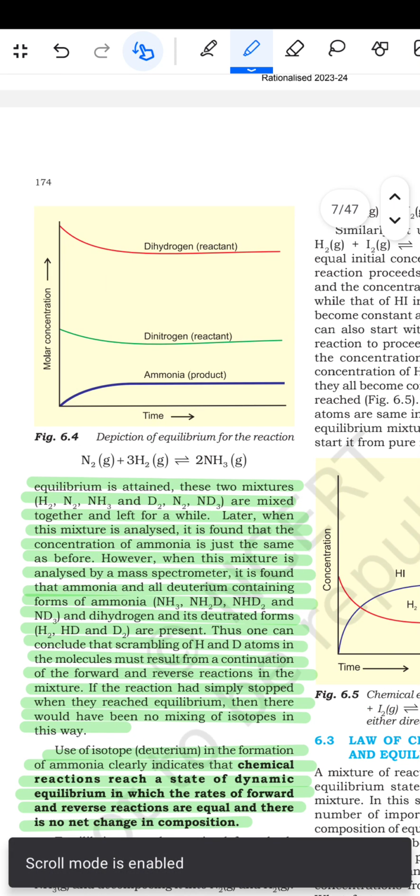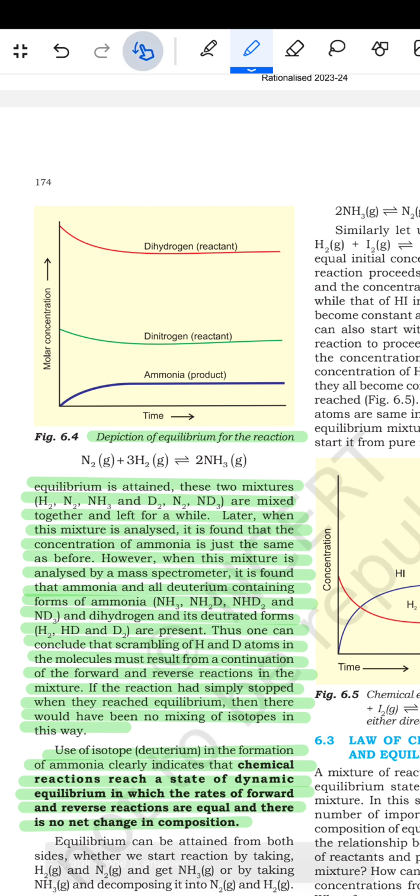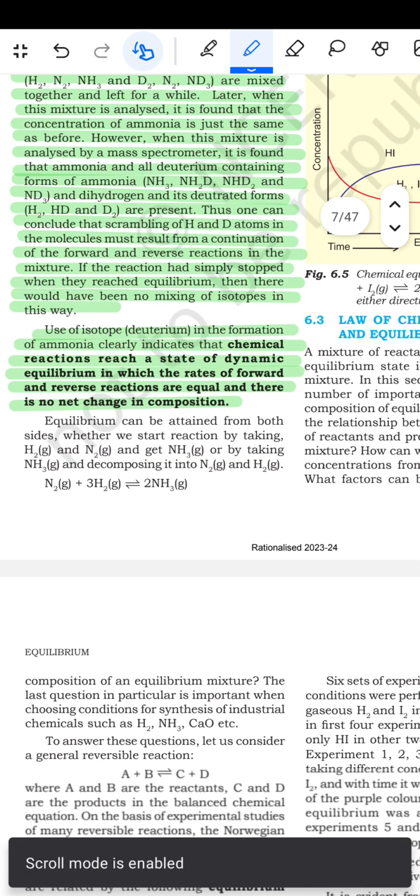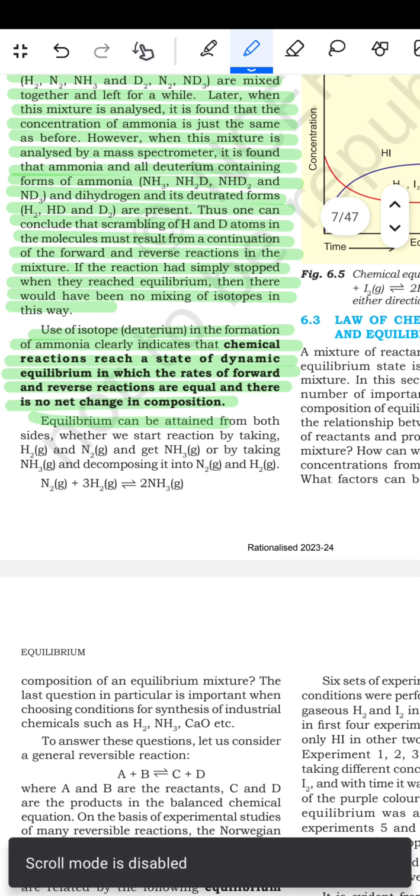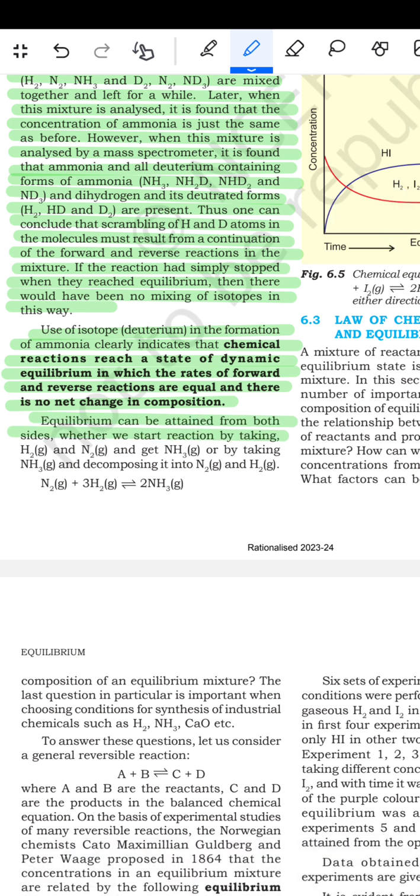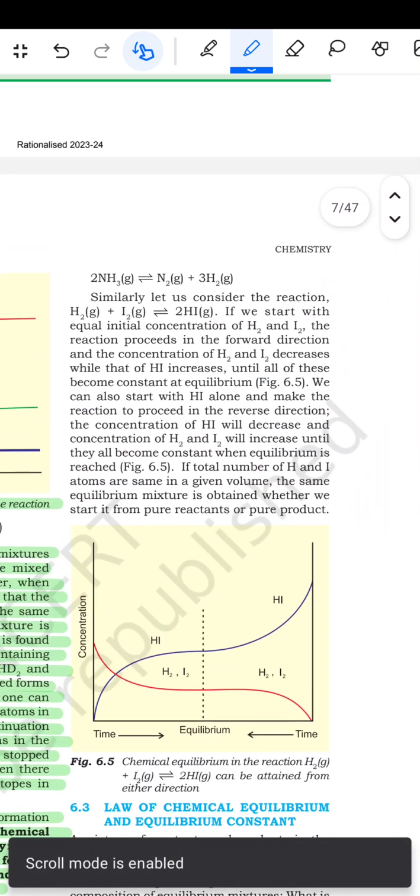यहाँ पर दिखाया हुआ है depiction of the equilibrium for the reaction N2 + 3H2 ⇌ 2NH3, अलग अलग के लिए graph हो गया, ठीक है. Next, equilibrium can be attained from both sides, whether we start the reaction by taking H2 and N2 and get NH3, or by taking NH3 and decomposing it into N2 and H2. तो N2 + 3H2 भी 2NH3 देता है.